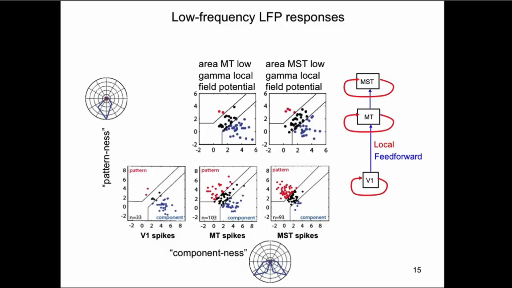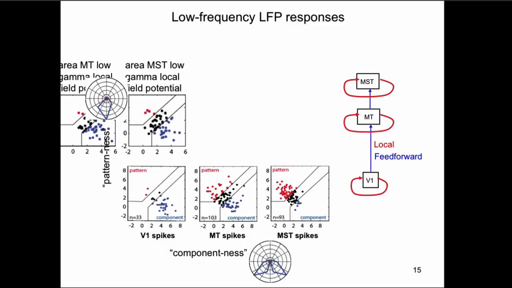When we look at the low frequency local field potential responses for low gamma, and if we shift by two areas below, we see that the MST low gamma response resembles the area V1 spiking response. So it's just an observation. It's nothing, it's just something we noticed.